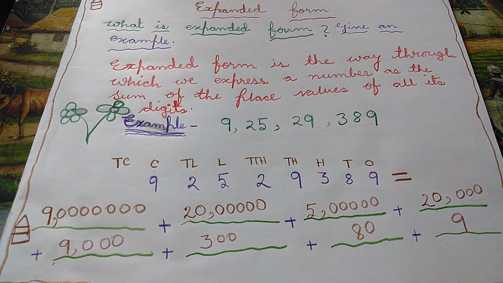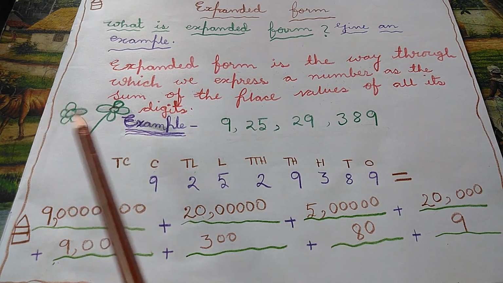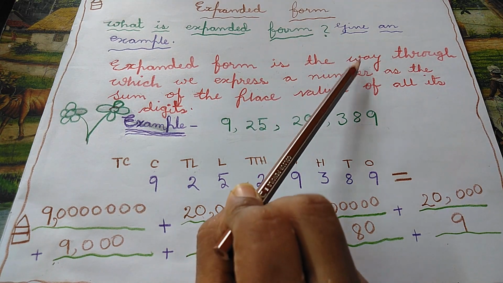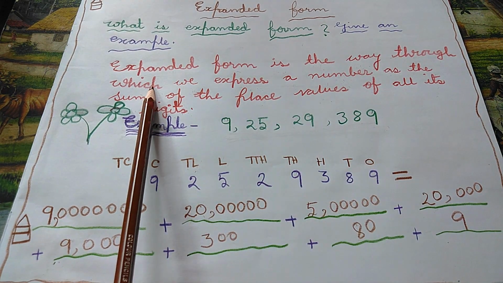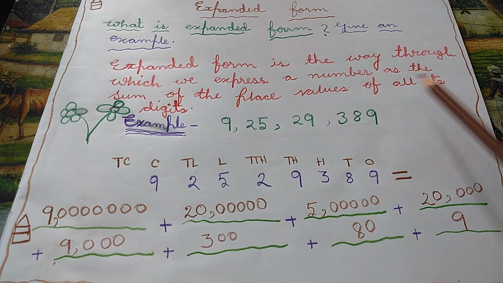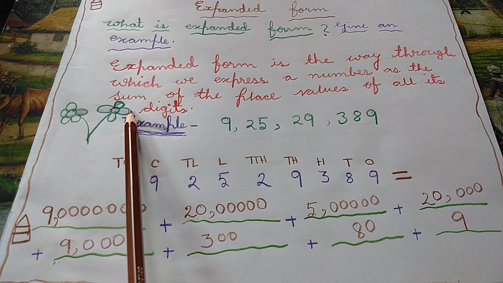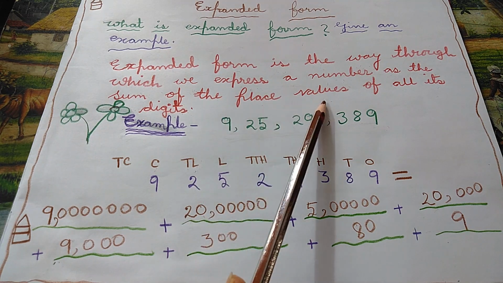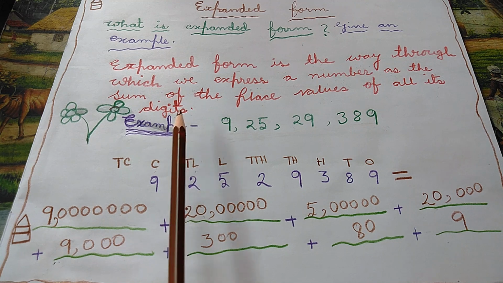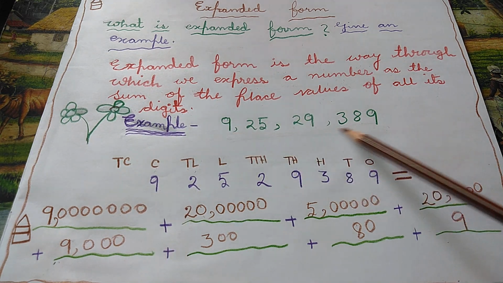Today in our class I will discuss the expanded form of a number. What is the expanded form of a number? Children, read the line. Expanded form is the way through which we express a number as the sum of the place values of all its digits. See children, there is an example.